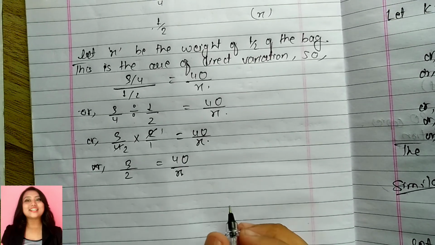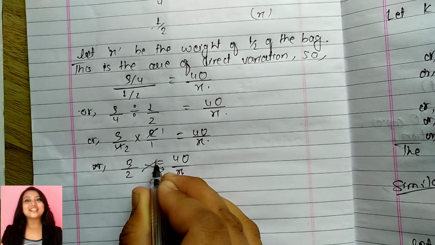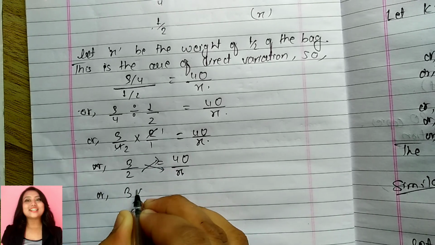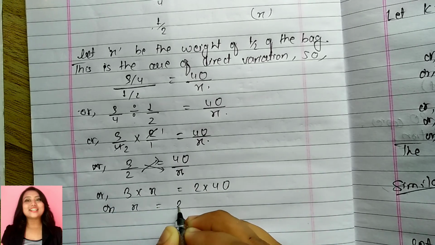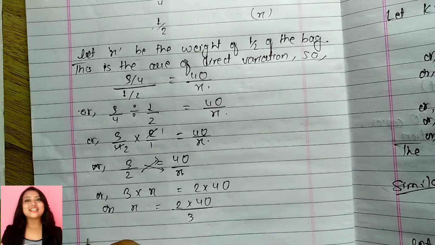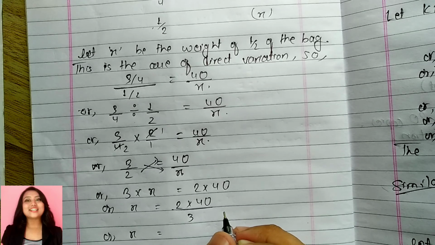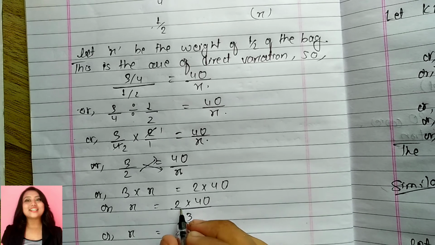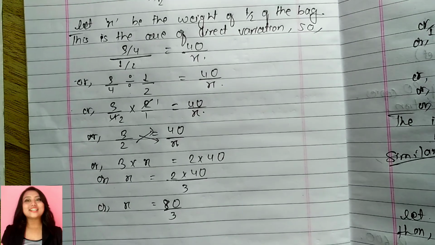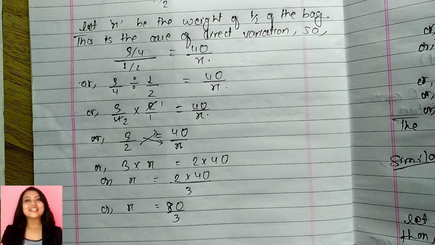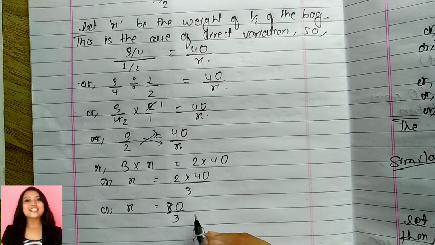Now here you can see 3/2 and 40 by x. Now you can do the cross multiplication: 3 into x equals 2 into 40, or x equals 2 into 40 upon 3, or x equals 80 by 3. This can be written as a fraction also, or you can put it in decimal, there won't be any problem. So this x is 80 by 3 kg.